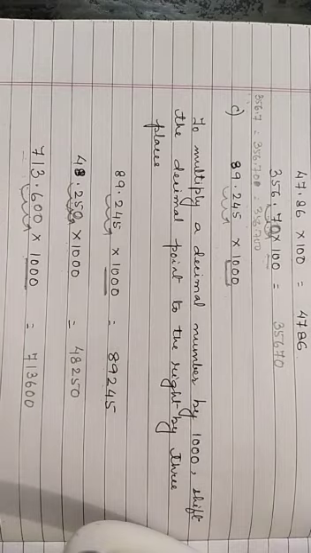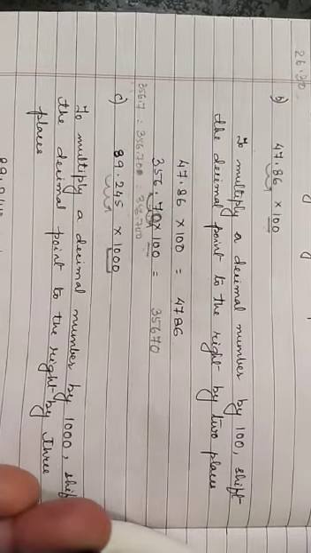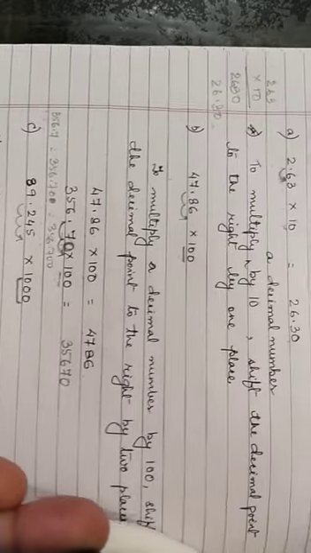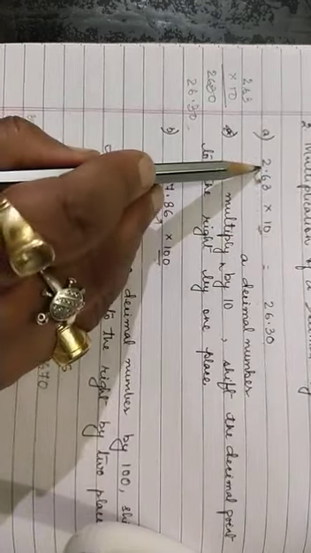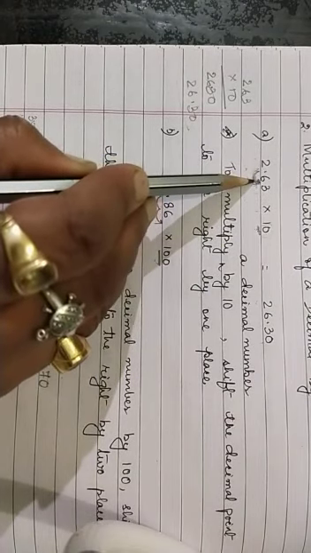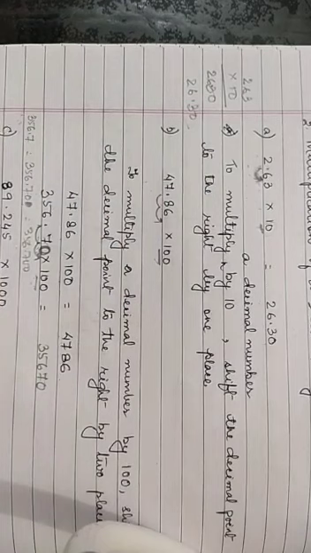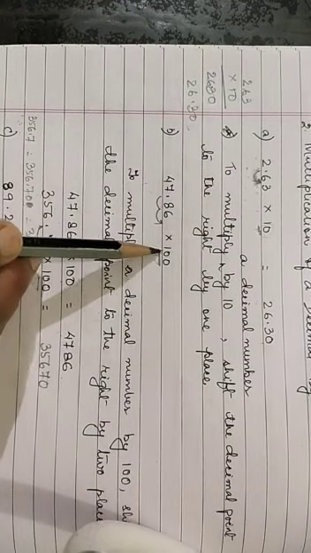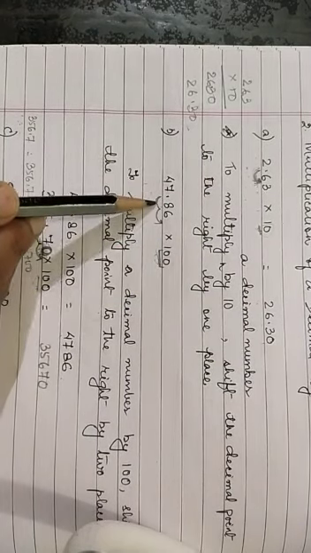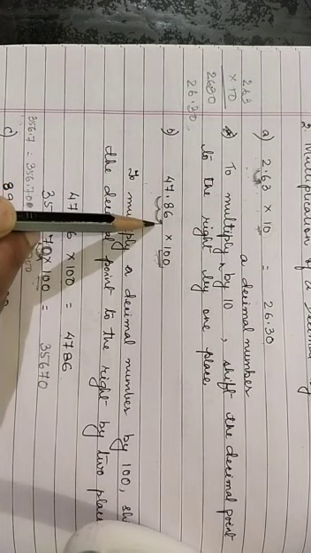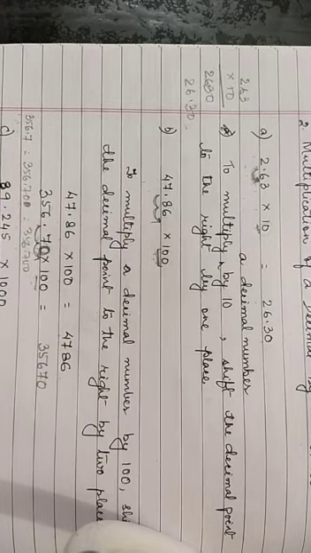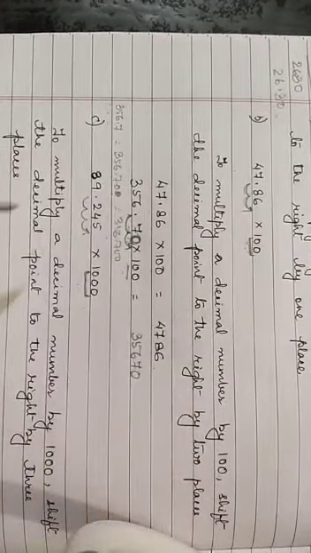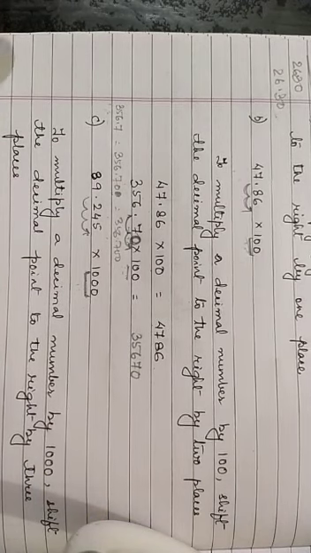Understood? I am repeating again. When you multiply a decimal number by 10, 10 has one 0, so you shift the decimal point one place towards the right. When you multiply by 100, 100 has two 0s, so you shift the decimal point two places towards the right, because there are two zeros in the multiplier. And when you multiply by 1000, then you shift the decimal point 3 places to get the answer. Clear?